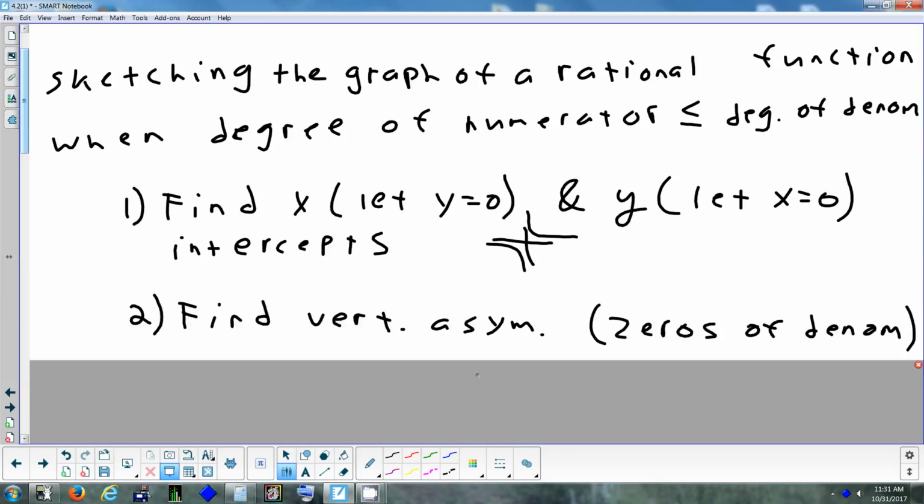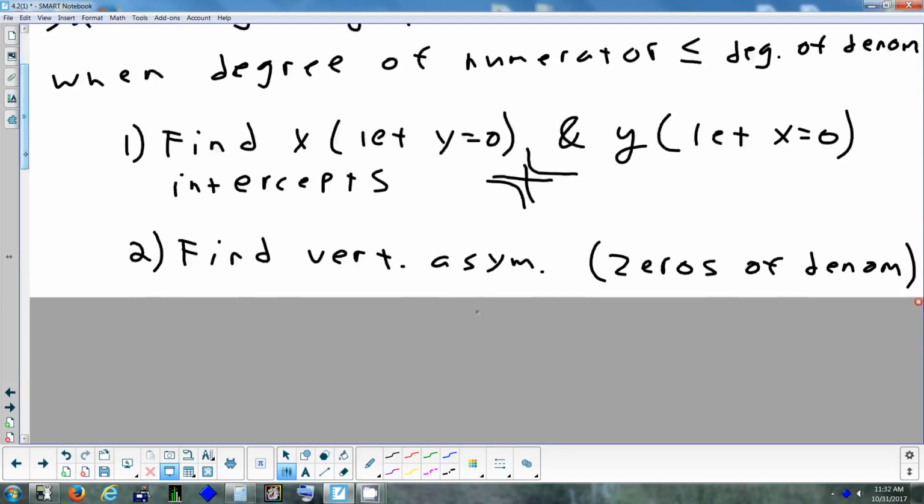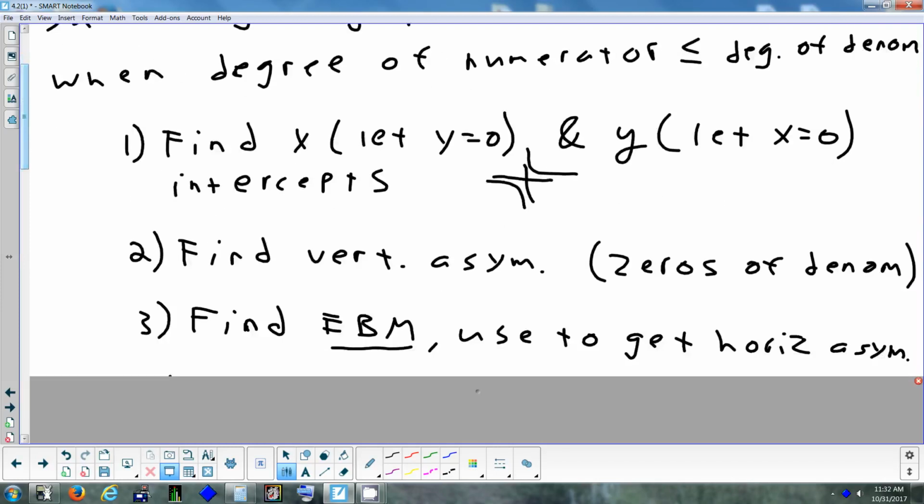Okay, the next thing that's going to be helpful when you're making a graph is to find your vertical asymptotes. Vertical asymptotes are where the denominator equals 0. We said that yesterday. The next thing you want to find is your horizontal asymptote. How do you do that? That's what we just did in the last two problems. Find the EBM, and like Colin said, let x get as big as you can. Let it get really big. And whatever the result is, that's your horizontal asymptote.